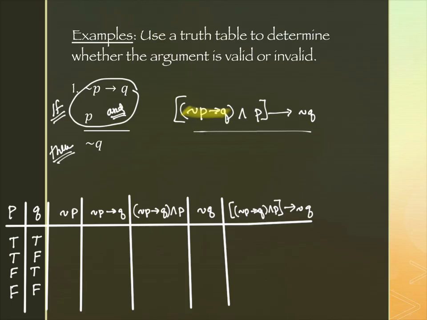Now we're going to build off of that. So what will the tilde P column be? Yeah, it negates or reverses the P column. So false, false, true, true. Okay. Now we're going to do, and this is always the part that I don't like as much, we're going to go backwards. So we're going to go from the tilde P column over to the Q column. We have to be careful because we are moving backwards.